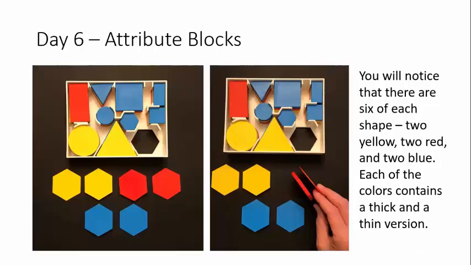Whenever you take things out of the kit, you'll notice that there are 6 of each of these shapes. So I've laid out the large hexagons here, and you can see that there are 2 yellow, 2 red, and 2 blue of the large ones. And then in the picture on the right, I'm trying to show you that there are 2 thicknesses of each one. There's a thick version and a thin version.